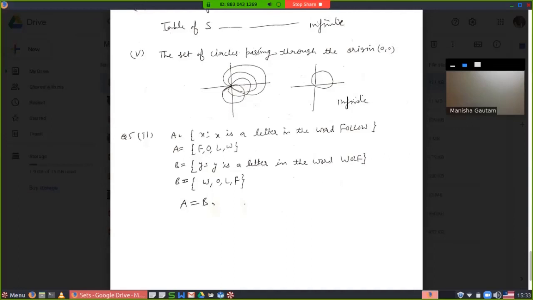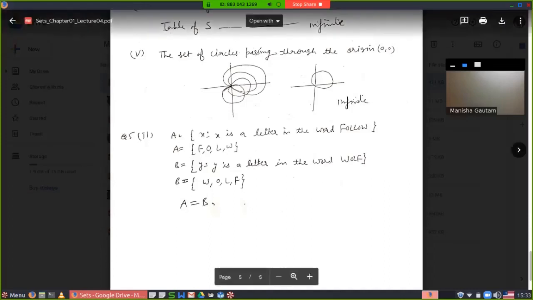And these are the queries regarding the previous exercise. Do the questions. If you have any queries, then send them to me in the comment box.